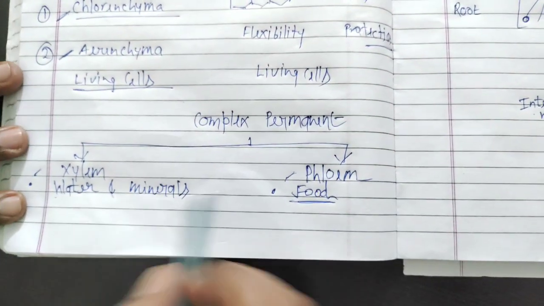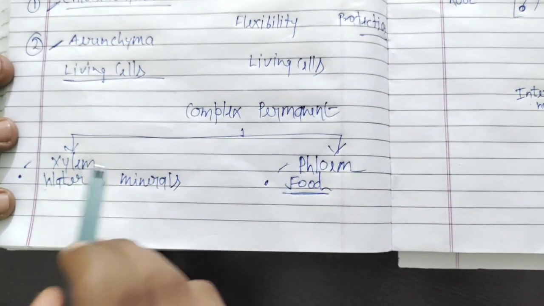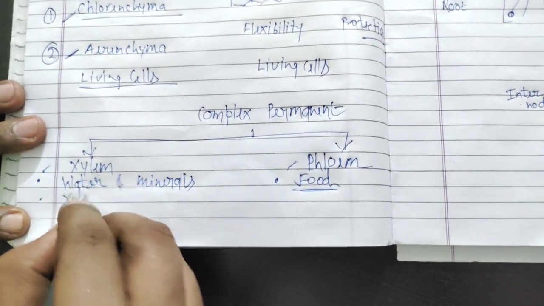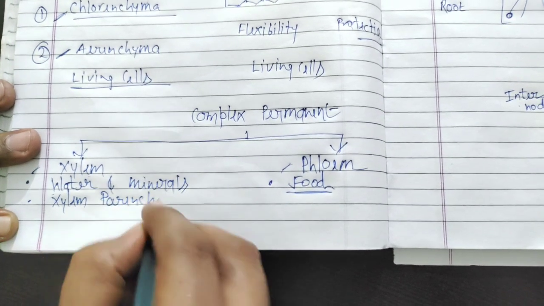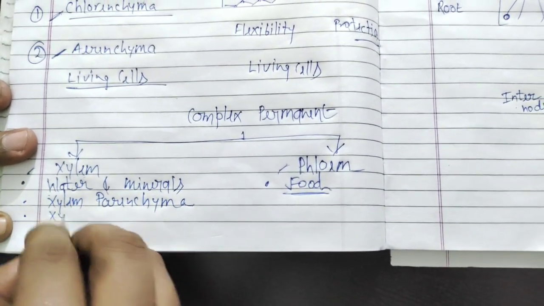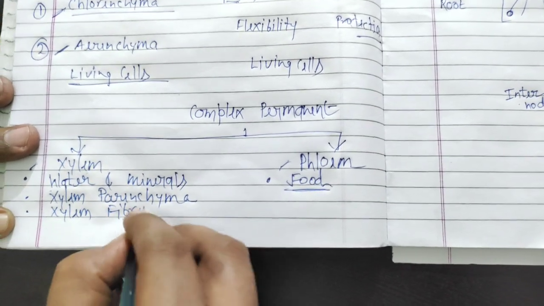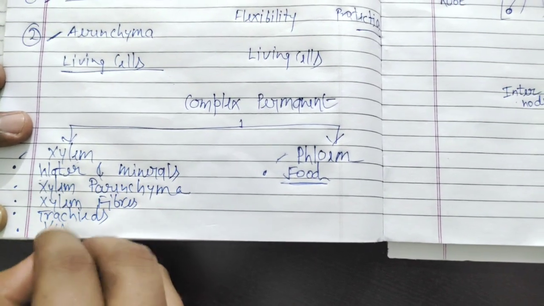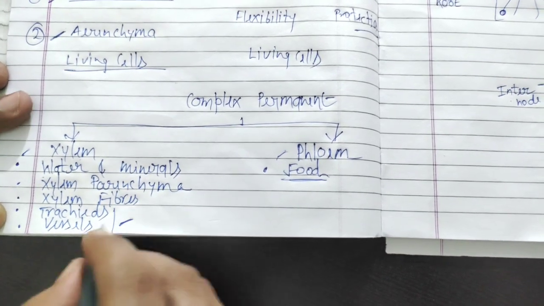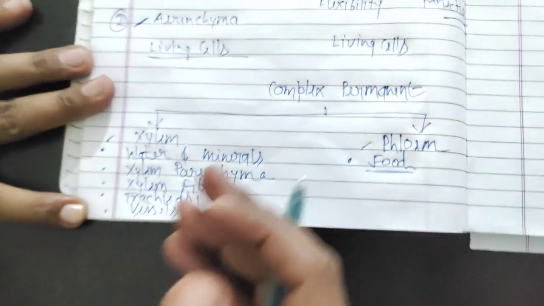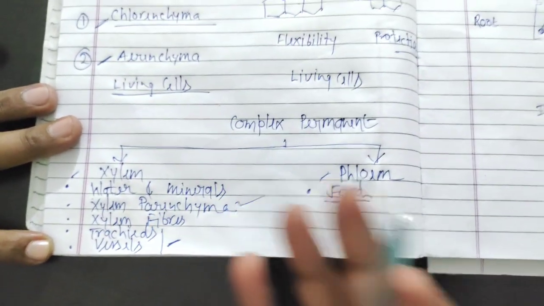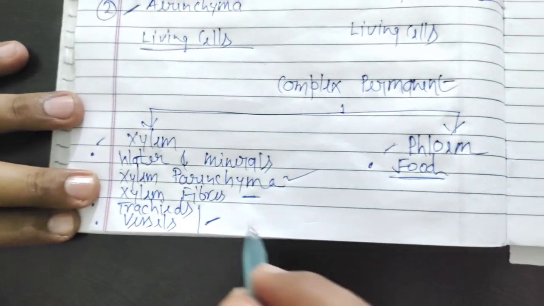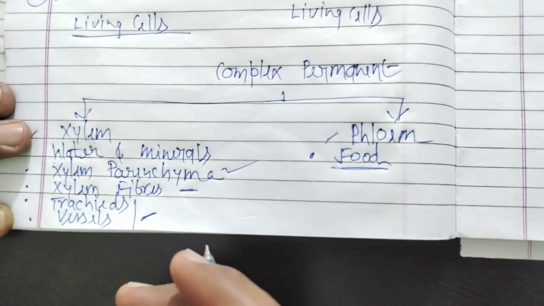Yes, sir. I told you why they are complex. They are called complex permanent tissues because they are made up of more than one type of cell. If we talk about xylem, xylem is made up of xylem parenchyma, xylem fibers, tracheids and vessels. Tracheids and vessels are the main cells involved in active transportation of water and minerals, while xylem parenchyma forms food and provides food to the tracheids and vessels, and xylem fibers provide mechanical support to the xylem.